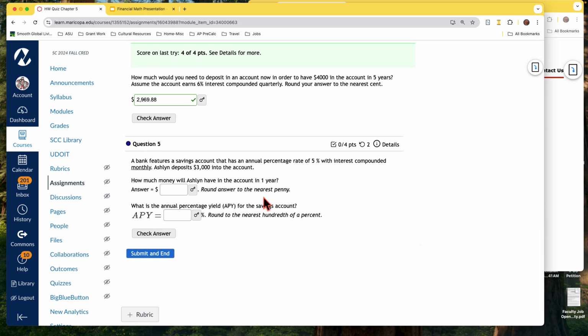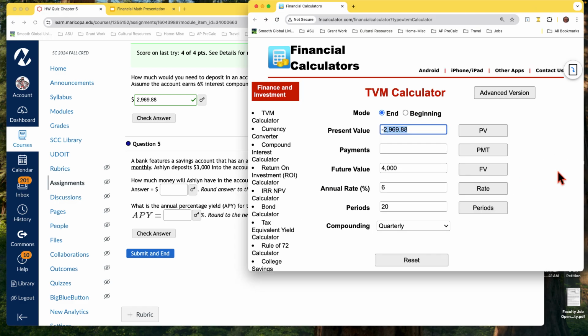So the last one is a bank features a savings account that has an annual percentage rate of 5% with interest compounded monthly. So we have the compound interest one. Ashlyn deposits $3,000 into the account. So we'll clear this out. Does it sound right? 3,000 should be the present value because she's depositing it at one time. It's not a payment.